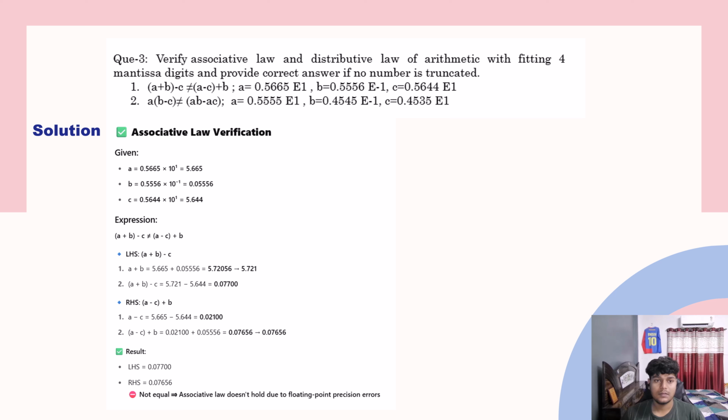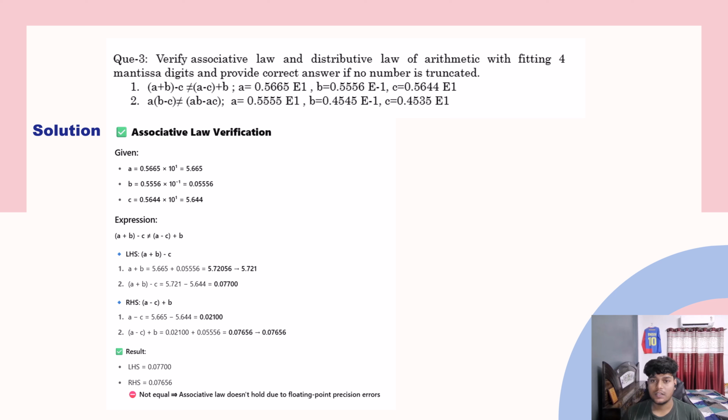Now A plus B minus C. B minus C is equal to 0.50884E, which rounds to 0.5088E. A plus B minus C is equal to 0.5766E, which rounds to 0.5766E with 4 digits. With 4-digit precision, both results are 0.577E, so the associative law appears to hold.